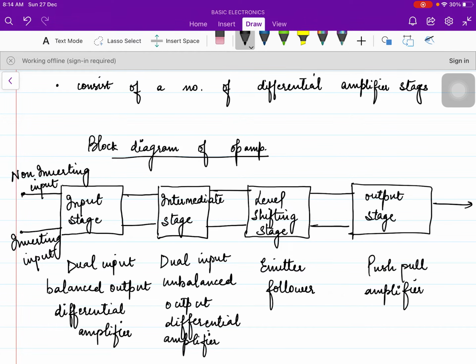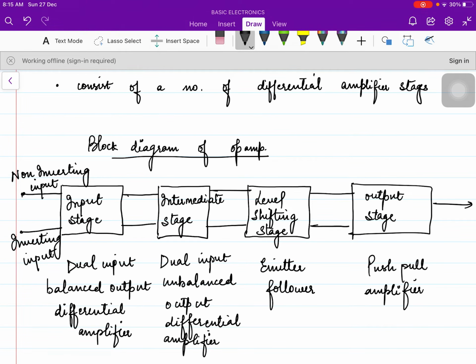amplifier. So ultimately every differential amplifier is doing the same thing, that is, it is increasing the overall gain of the amplifier. And the level shifting stage: we are amplifying an AC signal. If there is any DC component present in the AC signal, that is undesirable. So the level shifting stage shifts that DC level to 0 volt with respect to ground. So the level shifting stage has this function. And again, the output stage increases the overall output voltage and current supplying capability.